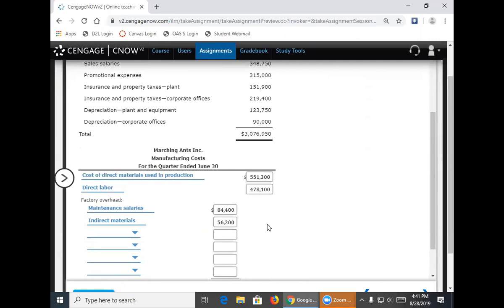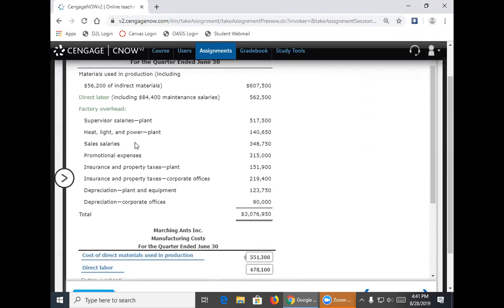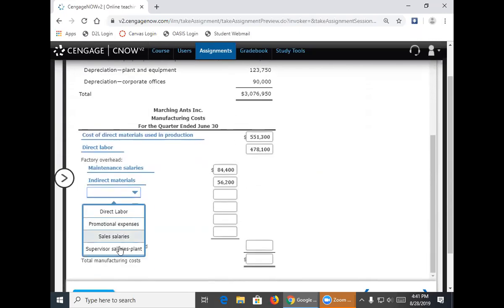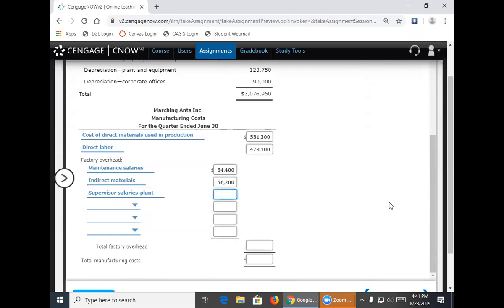So then I just go back through the other expenses. What about supervisor salaries at the plant or at the factory? Is that an overhead cost? Yes. So those are tied to the factory, or they call it plant. So supervisor salaries will be an overhead, and it's 517,500.